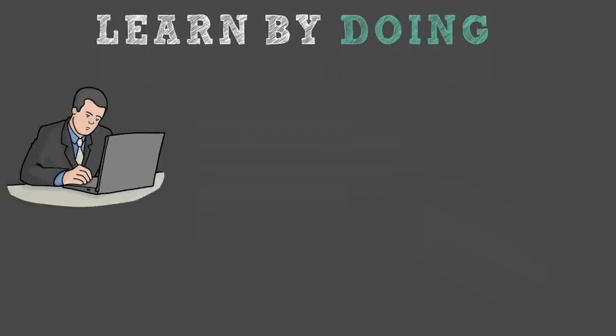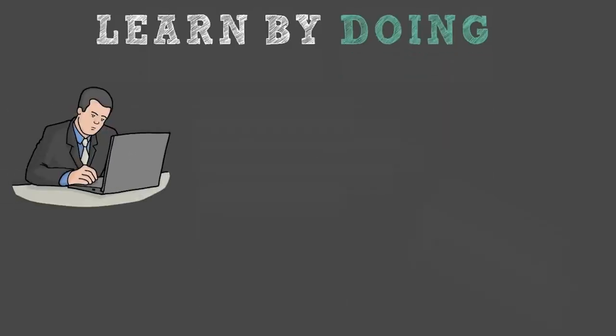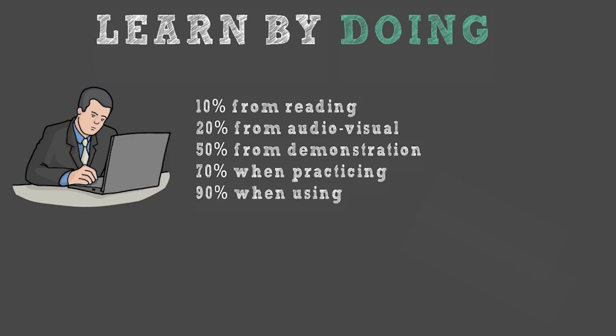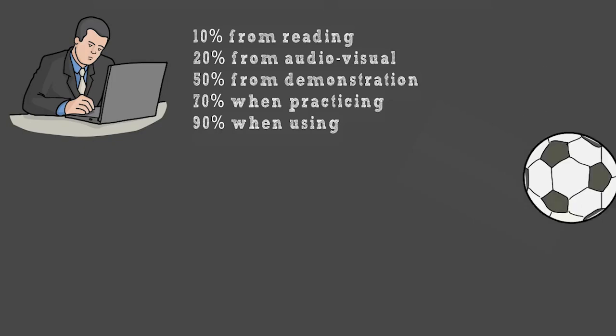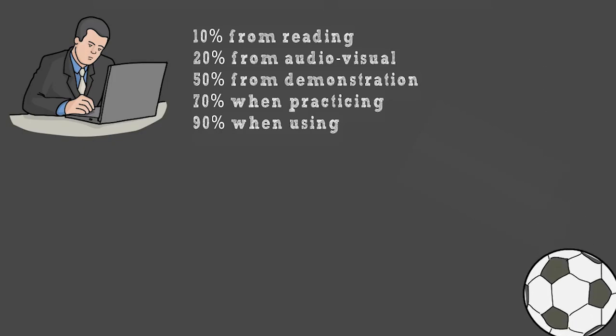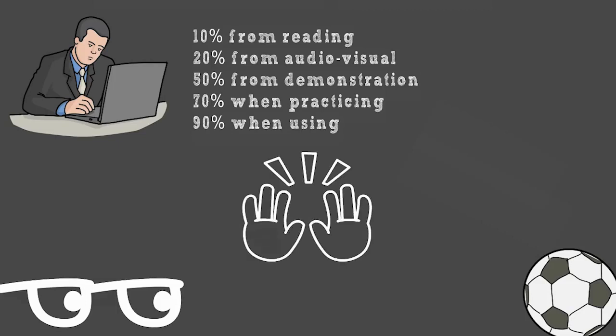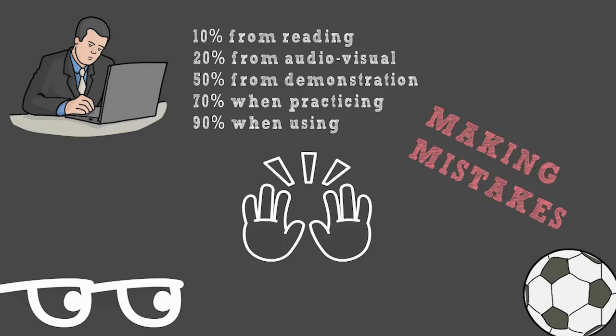Number 3. Learn by doing. Immersion is by far the best way to learn anything, and as research shows, it turns out that humans retain 10% of what they learn from reading, 20% of what they learn from audiovisual, 50% of what they learn when they see a demonstration, up to 70% of what they learn when they practice what they learned, and up to 90% of what they learn when they use it immediately. Try to remember how you learned to play soccer, ride a bicycle, or swim. Instead of watching tutorials or reading a textbook on how to do something, the way to learn faster is to get your hands dirty and gain experience through making mistakes.